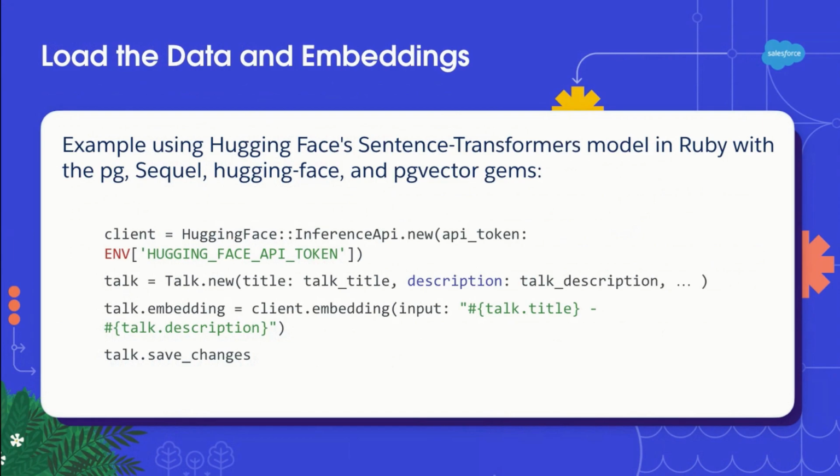And I'm creating a talk in my database. So I've got that Talk.new, I've got a talk title, I've got a talk description that's coming from my program or whatever it is. And then to generate that talk embedding, I'm going to send the talk title and description through that Hugging Face inference API, and it's going to give me back an embedding. I want to save that to my database, so that talk.save! is going to save everything about that talk to my database. And now I have that embedding available to me to run other sorts of queries on.